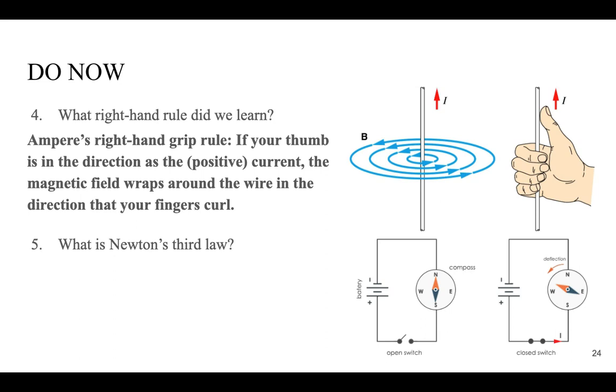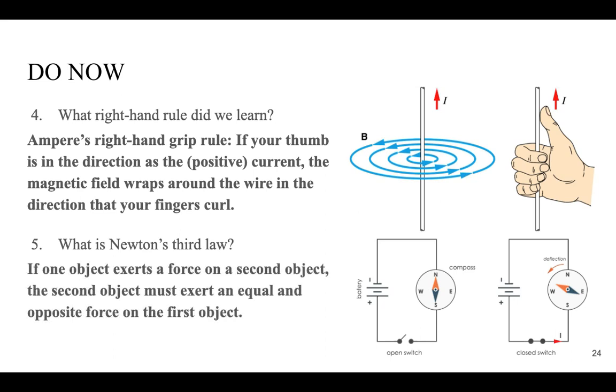So, question 5, oldie but a goodie. What is Newton's third law? This is for every action, there's an equal and opposite reaction. So if one object exerts a force on a second object, well, that means the second object must exert an equal and opposite force back on the first object. So the force must be just as strong, and it must be in the exact opposite direction. So keep that in mind.